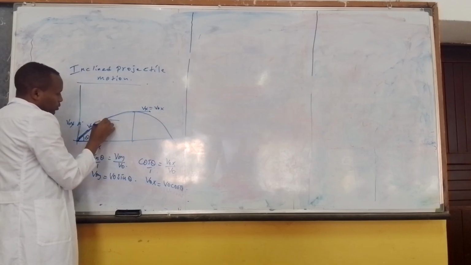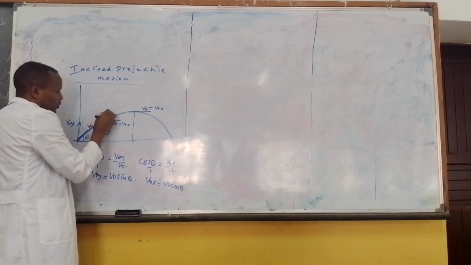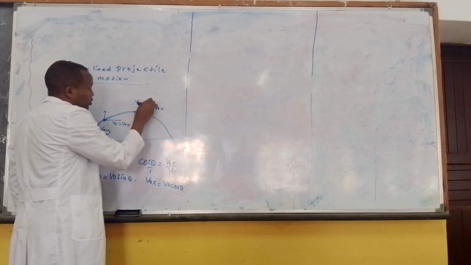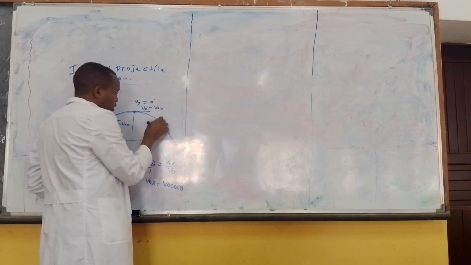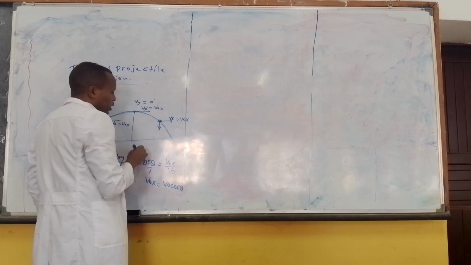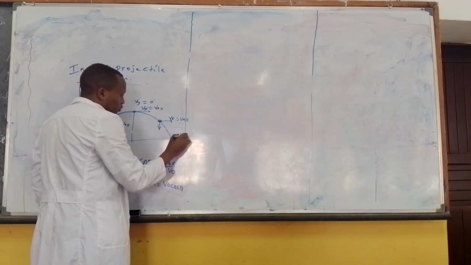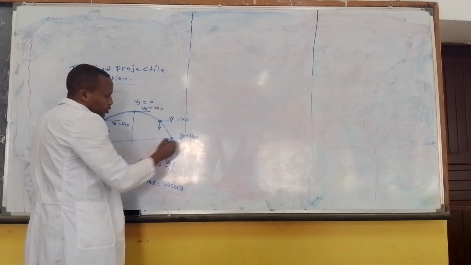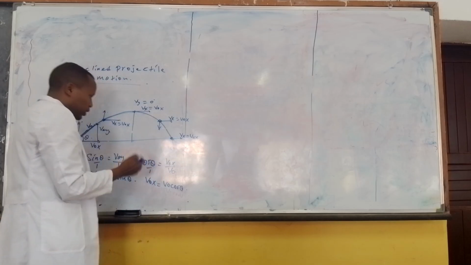Now, when we reach this position, vx is equal to v0x. At the maximum position, vy is equal to 0. The two components, vx squared plus vy squared, give us the true velocity v.